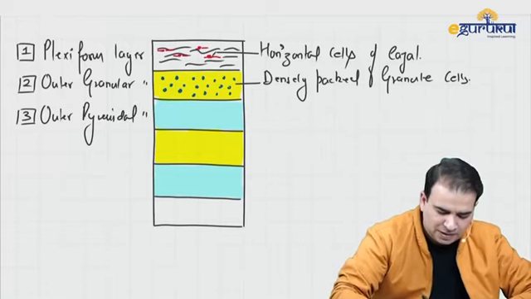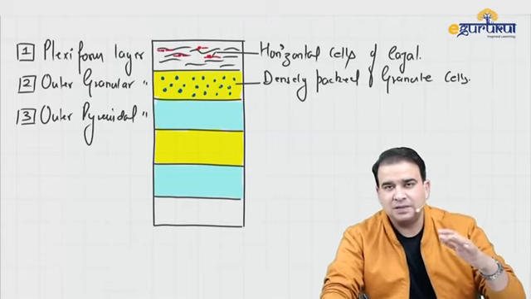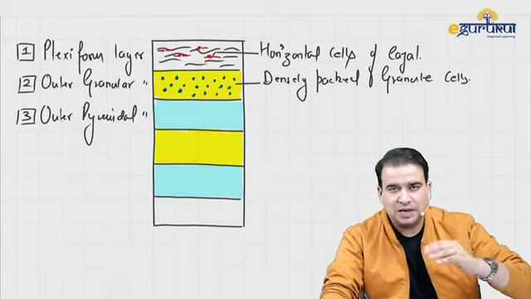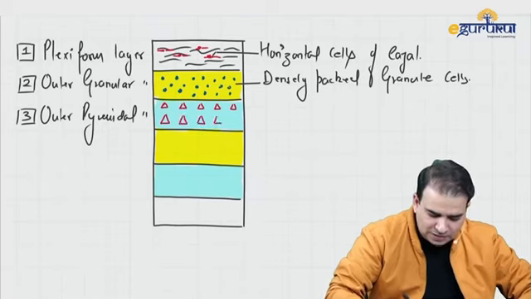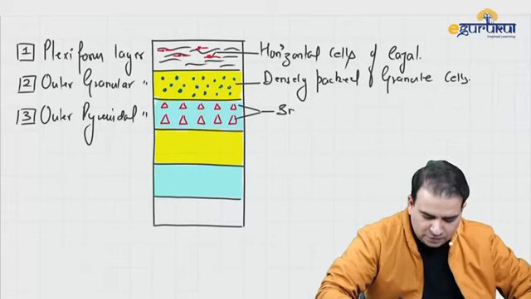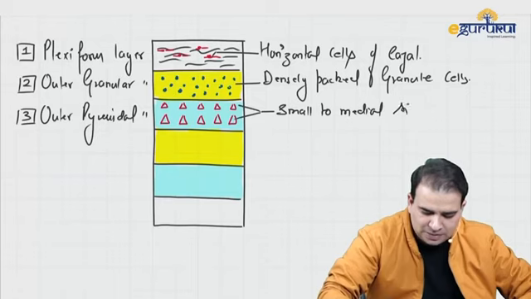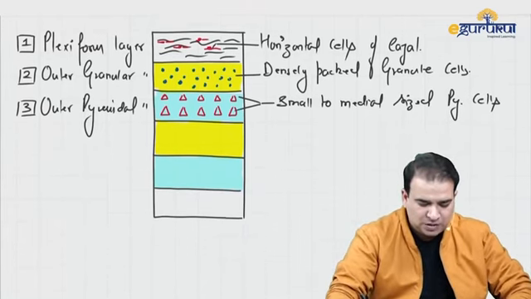That is the outer pyramidal layer, which has pyramidal cells, but these pyramidal cells are of small to medium size. The more you go deeper into this layer, the size will increase. We have small pyramidal cells in the upper part of this layer, and you will find medium size pyramidal cells in the lower part. So we have small to medium sized pyramidal cells, not the large pyramidal cells, right? Small to medium size.